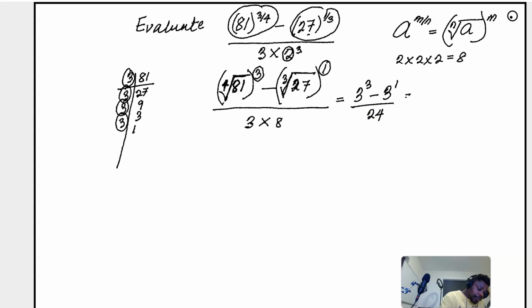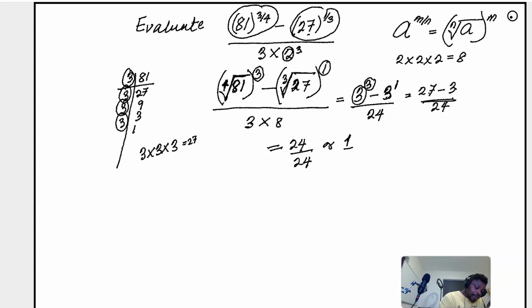Okay, so 3 raised by 3 means 3 multiplying itself 3 times. That is 27. 3 raised by 1. Remember, anything raised by 1 is that thing. So 3 raised by 1 is 3, all over 24. So 27 minus 3, that is 24, divided by 24. So 24 divided by 24, that is 1. So our answer here is 1.